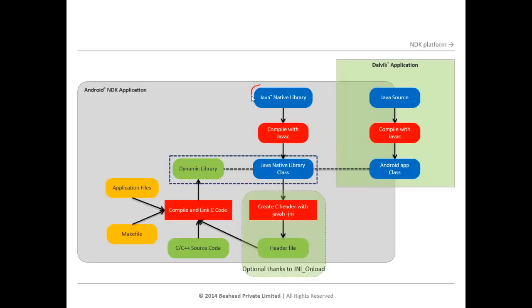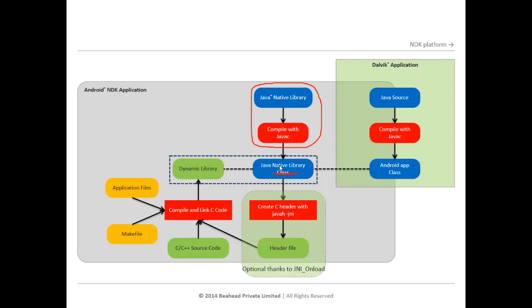First, we create the Java native library. This is automatically compiled with javac into a Java class. Once this Java class is ready, we'll use javah. There are two methods by which we can write the native code. One is the javah method and the other one is the JNI OnLoad method. First, I'll be talking about the javah method.